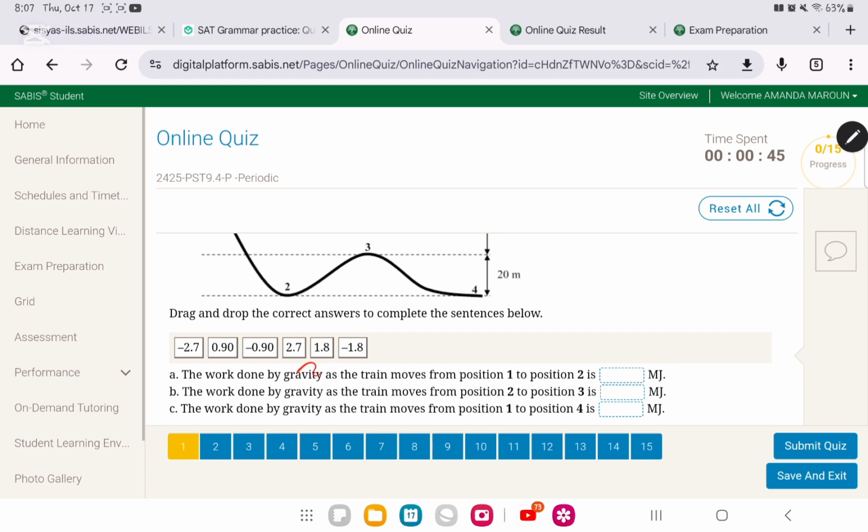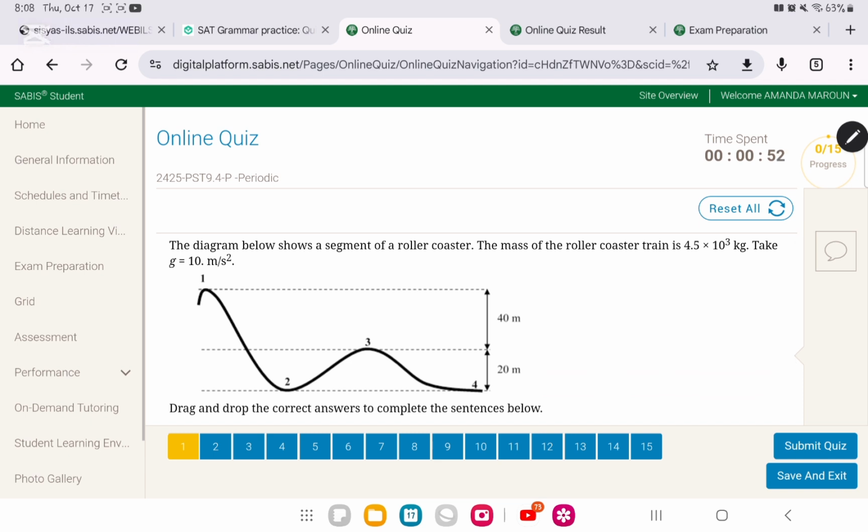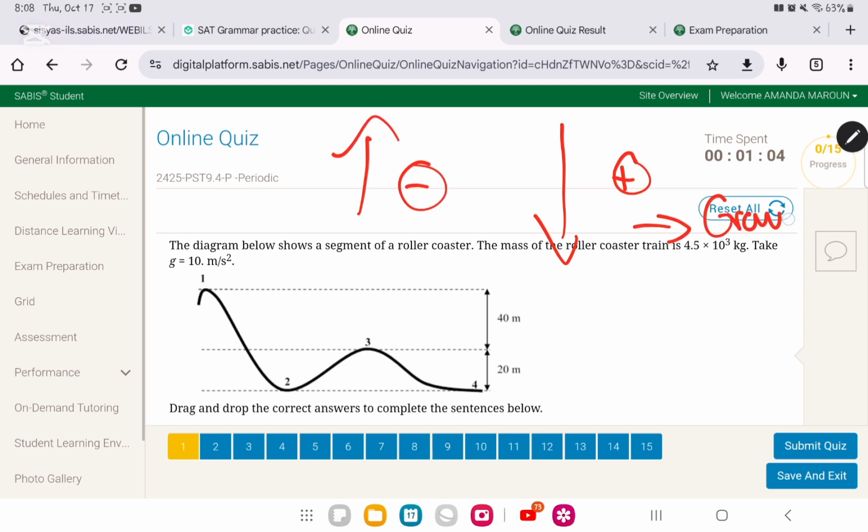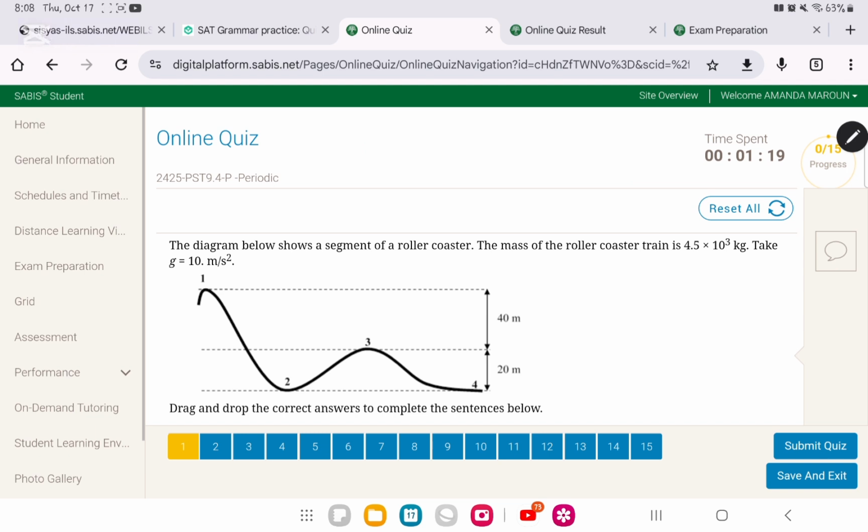They need the work done by gravity as the train moves from position 1 to position 2. Whenever we're talking about gravity, if it's going down, then it is positive. If it's going up, then it is negative. This is only when we are talking about gravity. So for gravity, if it's going down, it's positive, and if it's going up, it is negative.